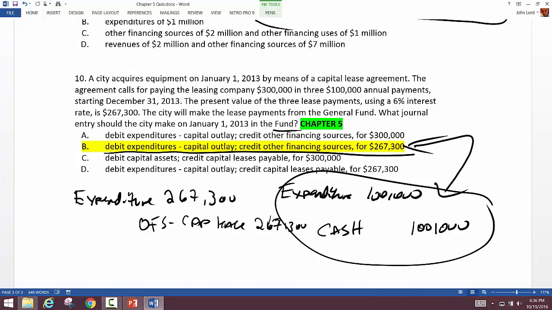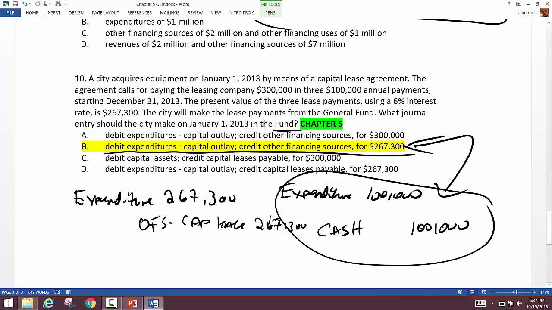You debit the expenditure, you credit the other financing source at the time that you acquire the lease, because you've acquired equipment, you've used long-term financing for that. So we debit expenditure, we credit the other financing source, and then when we pay cash, we credit cash, we debit expenditure. We've been doing that for a long time now, haven't we? Okay?